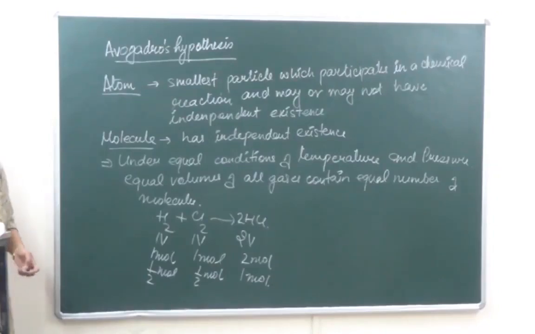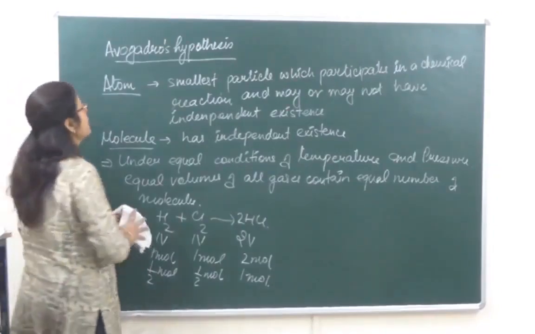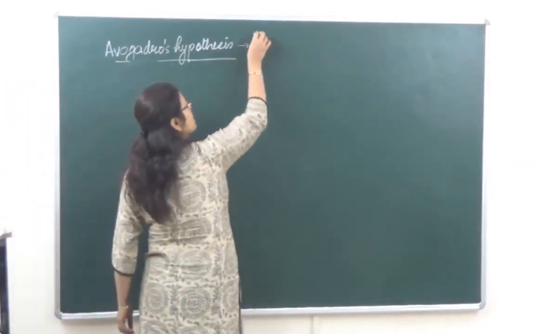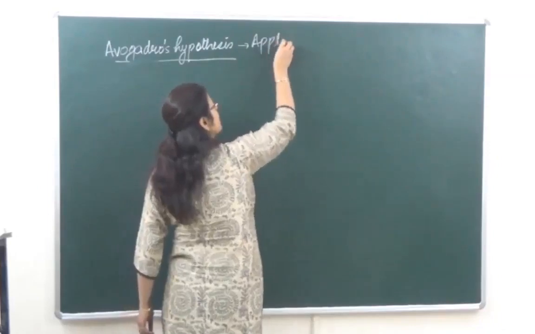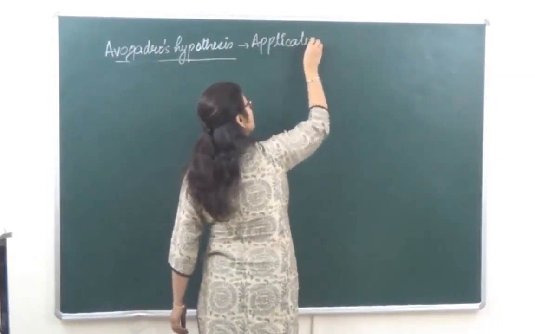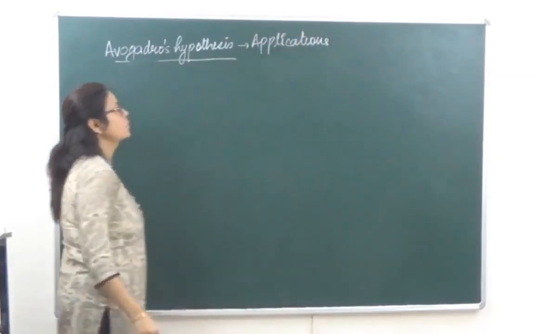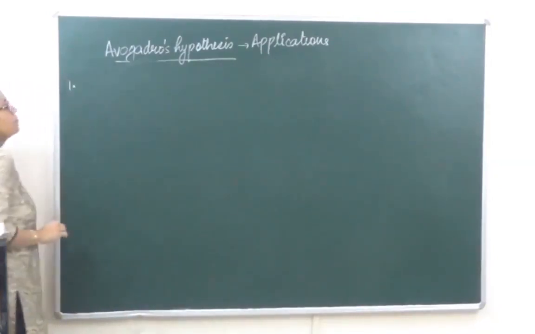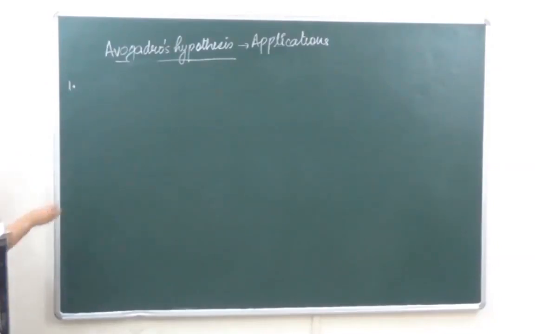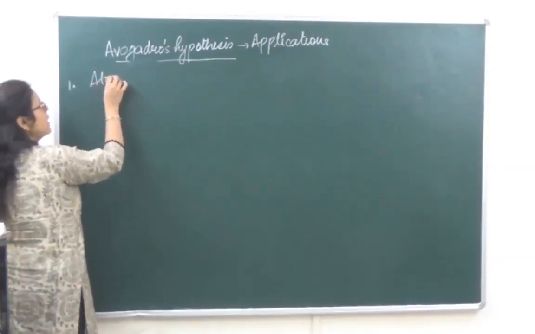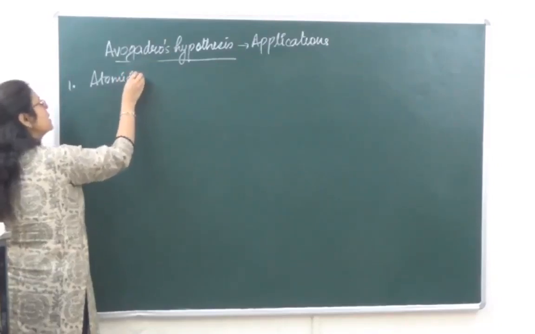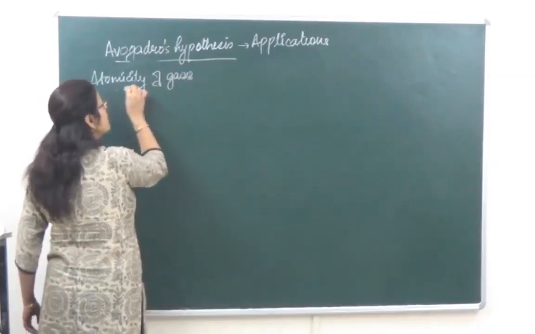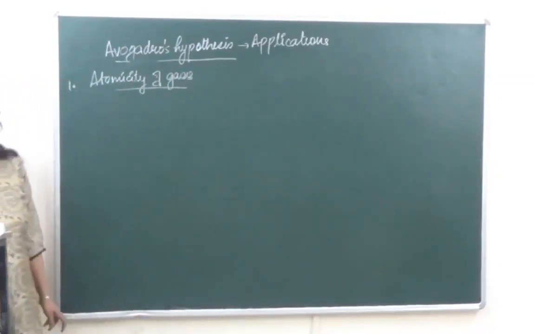Now, what are the applications of Avogadro's hypothesis? Let's see. The first application of Avogadro's hypothesis is that it gives us the atomicity of gases. What do we understand by atomicity?